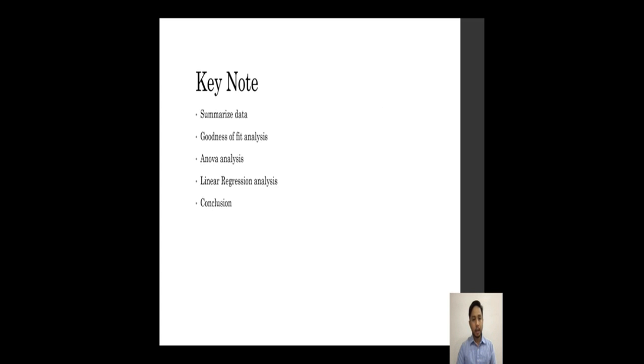Before we start, I have summarized the keynotes of how the meeting will go. There are 5 keynotes, and I will present to you the summarized data and goodness of fit analysis. Shukri will present to you the ANOVA analysis, and Izzat will present to you the linear regression analysis.